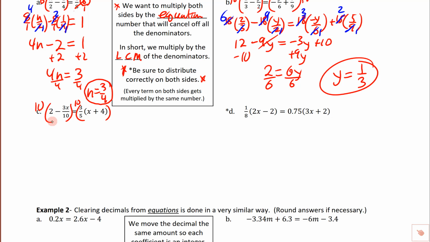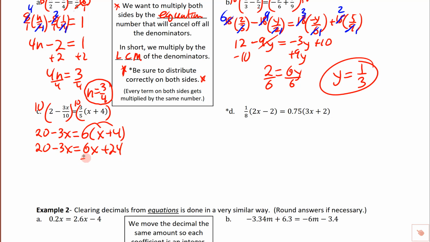There's nothing to cancel off here, so this literally is just a 10 times a 2, so that's going to be a 20. The 10 cancels, so this is just going to be a negative 3x, so it's kind of cool when that happens. And then we multiply right here. The 5 cancels off the 10 is now a 2, so we've got a 2 times a 3, so that's going to be a 6, and then we've still got this x plus 4 in parentheses. So we'll go ahead and distribute here, and again, once we get to this point, it's just like normal solving, so we've got 20 minus 3x, we've got a 6x over here, and then we've got plus 24.